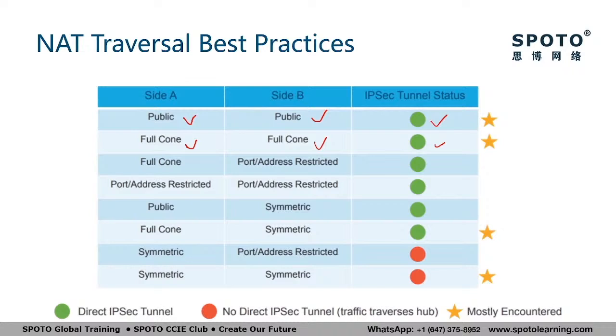Or like this: one side is full cone, the other side is port address restricted. Or both sides use port address restricted. IPsec tunnel, no problem at all. So, as you can see, as long as you have public or full cone, they're all good, right? Just don't use these two. The IPsec tunnel won't work. So just be aware, as long as you have public or full cone, you should be all good.